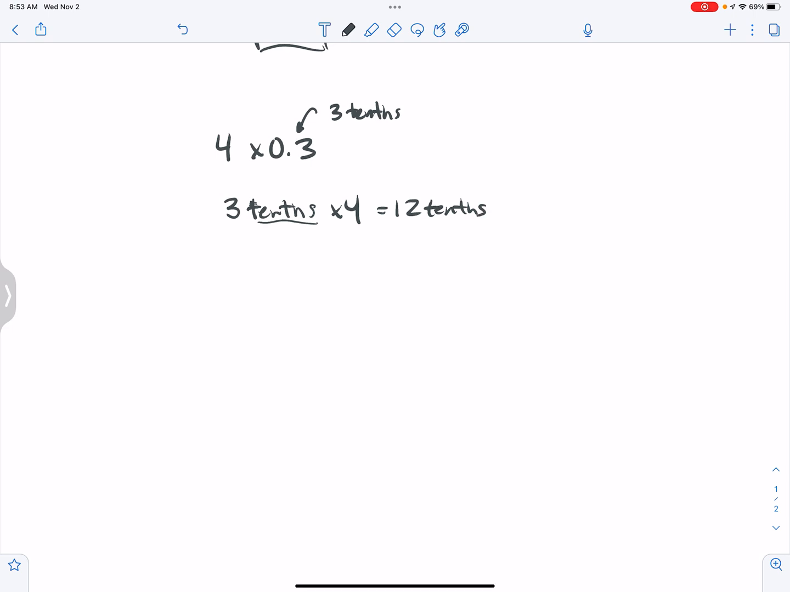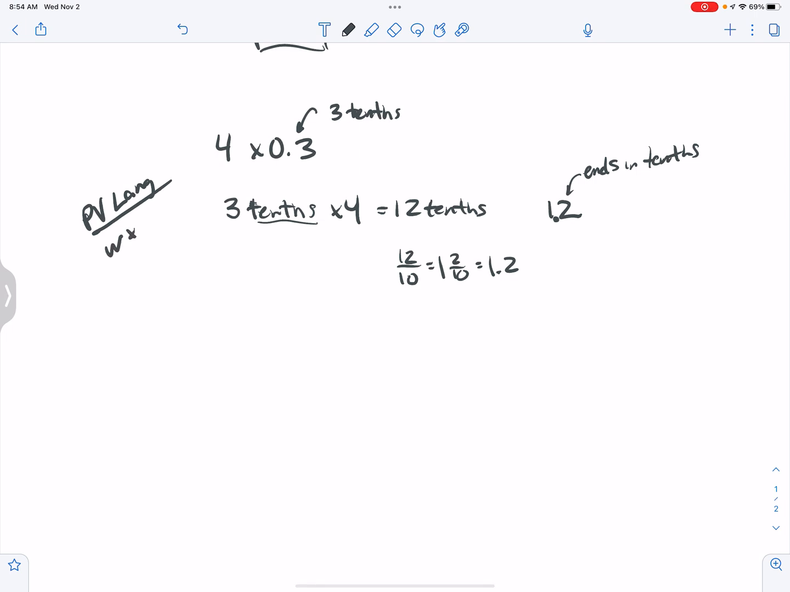And I have a couple different ways of thinking about turning this back into a decimal. This is either a 12 that ends in the tenths place, so that means I'm going to have to put my decimal point right there. Or I know as a fraction, this is 12/10, which is 1 2/10, and that converts to that decimal there. So that's our place value language. That is a great strategy when you have a whole number times a decimal. It gets a bit tricky when you have a decimal times a decimal, but it's a good mental calculation strategy for multiplying decimals.